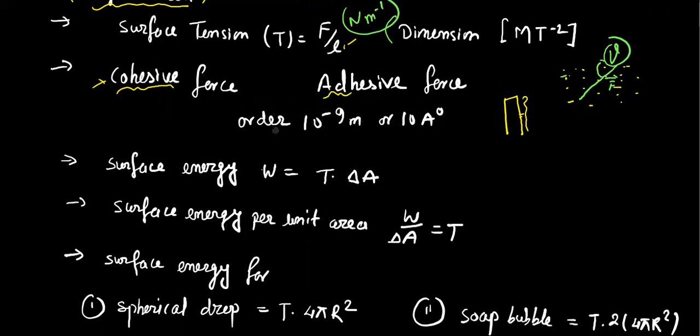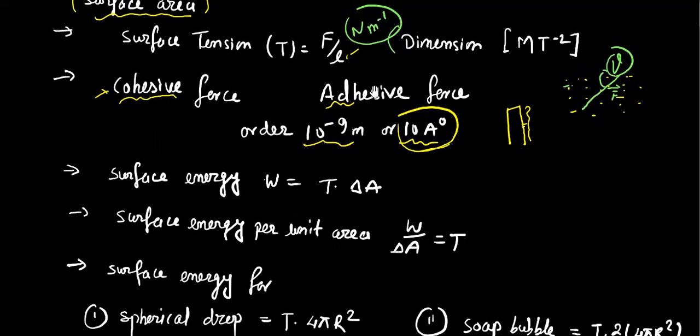Its range is of the order of 10^-9 meter, and it is 10 angstrom. The reason for adhesive and cohesive force is the intermolecular force. If the intermolecular force of attraction between the same type of molecules of a substance is high, then the force acting between the same molecules is cohesive force. And if the force of attraction acting between two different kinds of substances is high, then we can say that the adhesive force is more in that case. So this is all about the adhesive and cohesive force.